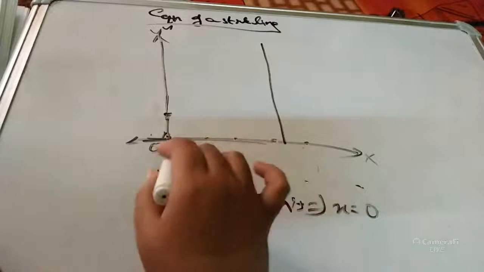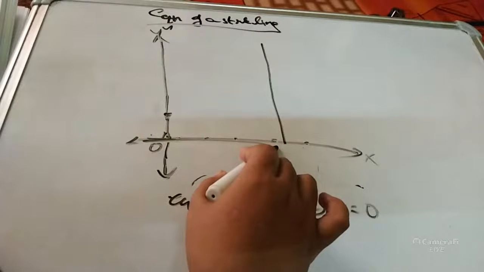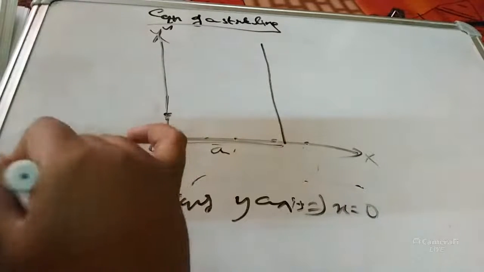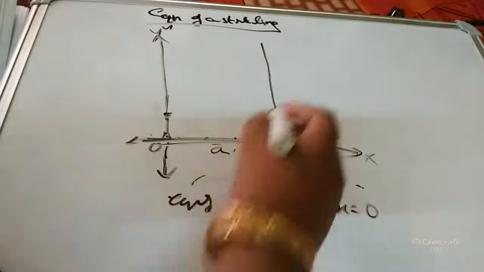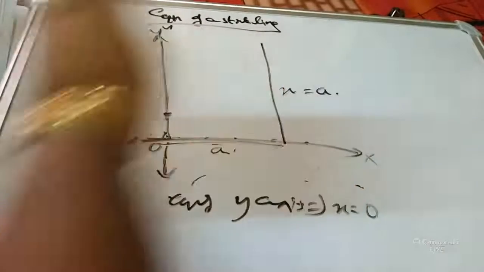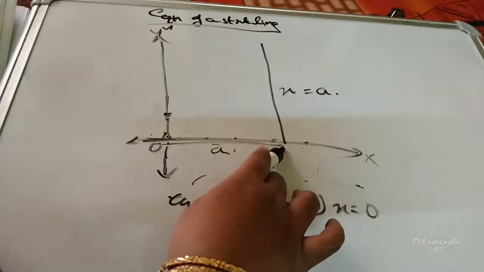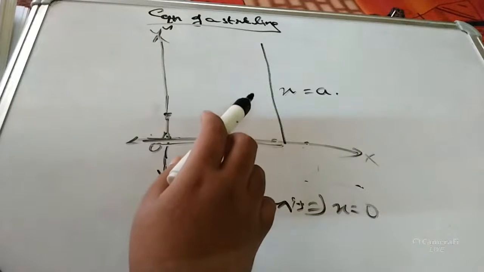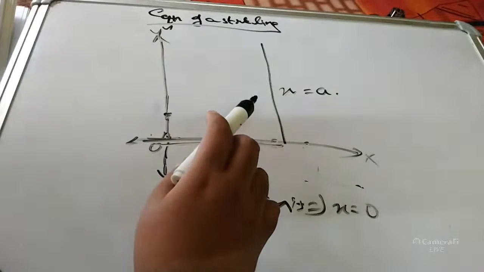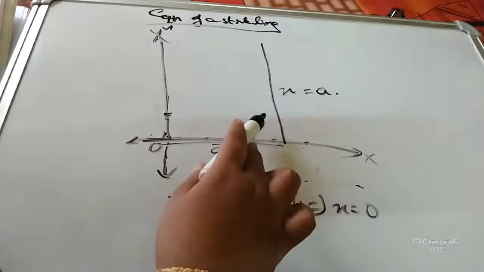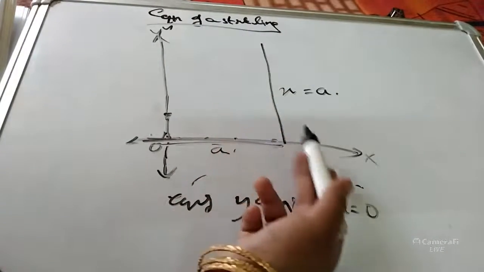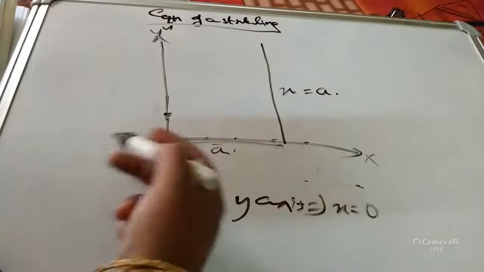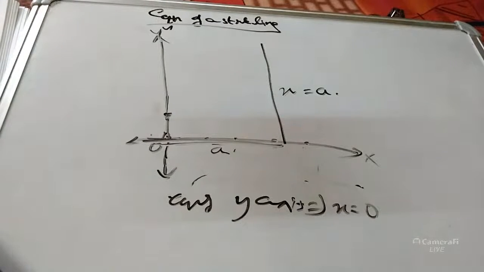But in this case, when the line is parallel to the y-axis, suppose this distance we take as a, then the equation of this line will be x is equal to a, because it is covering a distance of a on the x-axis. That is the equation for a line which is parallel to the y-axis. And this a will be positive if the line covers the distance on the right side of the origin, and negative if it covers the distance on the left side of the origin.